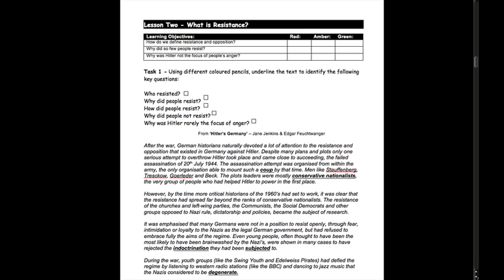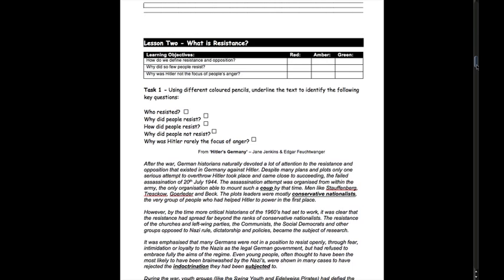When looking at resistance today, we're looking at the 5 points that are listed down here on the side. Who resisted? Why did people resist? How did people resist? Why did people not resist? And why was Hitler rarely the focus of their anger? It's from an academic text, as noted down here in the provenance, and students are to allocate each one of these key questions a separate colour and then skim read the text.